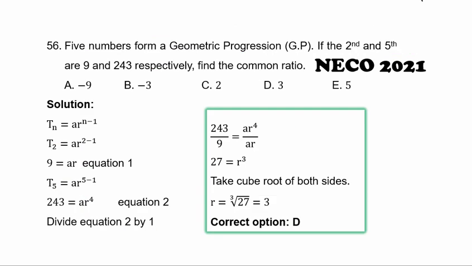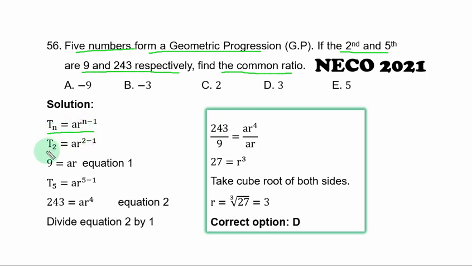Example 56. 5 numbers form a geometric progression if the second and fifth terms are 9 and 243 respectively. Find the common ratio. Solution: we have the second and fifth term. So to get the common ratio, we go by the nth term formula.